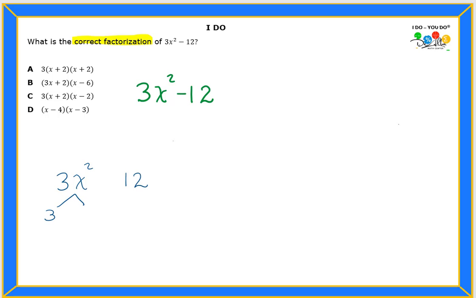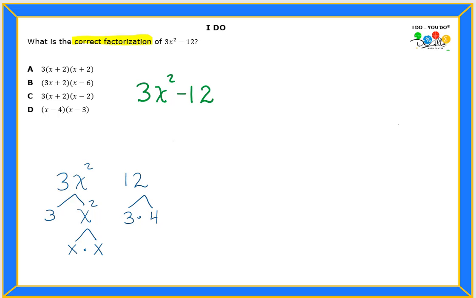So I'm going to separate my coefficient and my variable, right? So I have 3 and x squared, okay? And then this will be x times x, and that's it. That's my prime factorization, right? Now 12, I'm going to just multiply 3 times 4 to give me a 12. And I'm going to leave it alone.